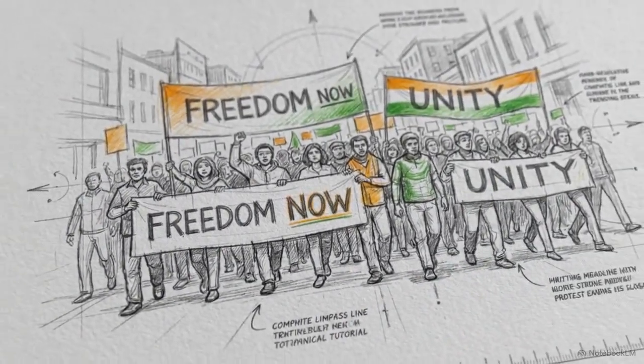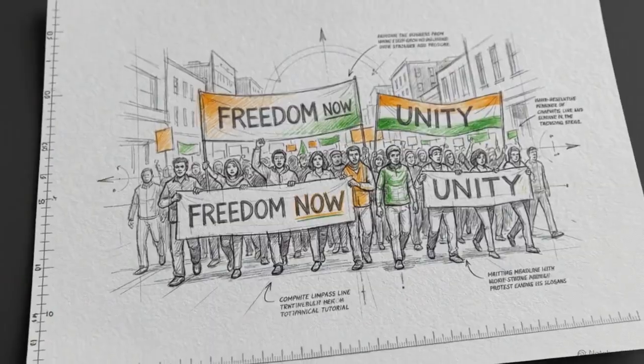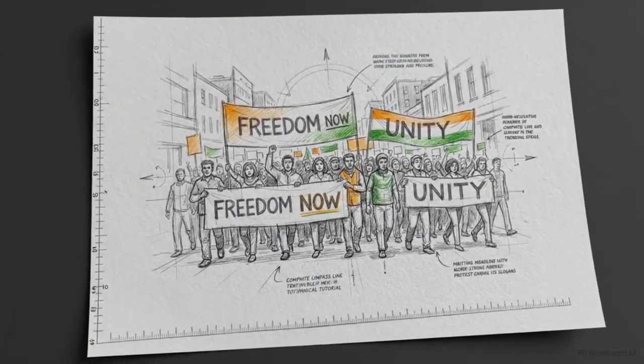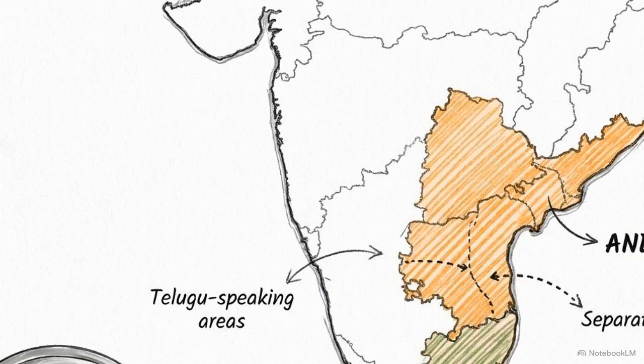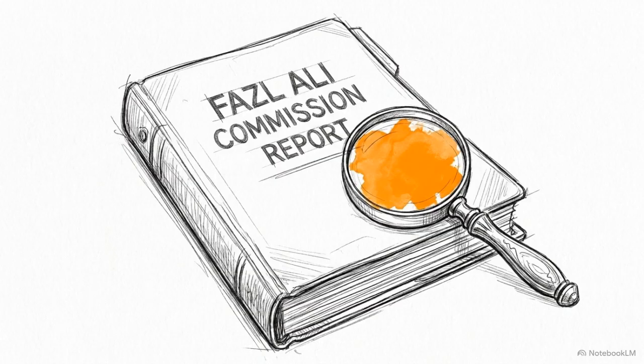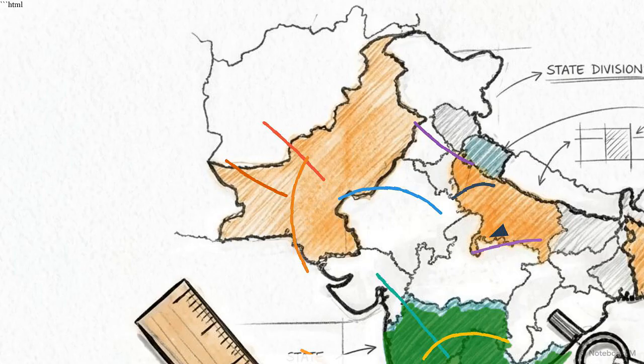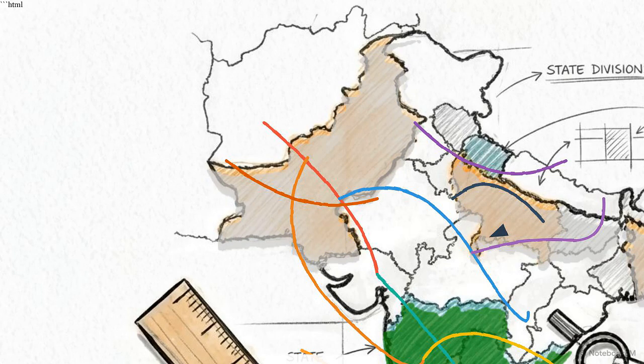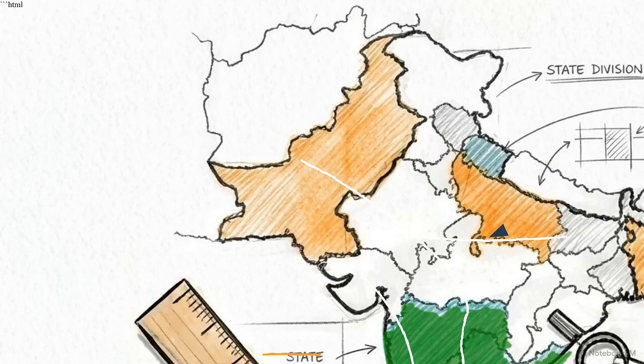Following intense popular agitation and the death of activist Potti Sriramulu after a 56-day hunger strike, the government created Andhra, the first state based specifically on language. This prompted a nationwide review by the Fazal Ali Commission. Their recommendations led to the States Reorganization Act of 1956, which aimed to simplify the map across linguistic lines.